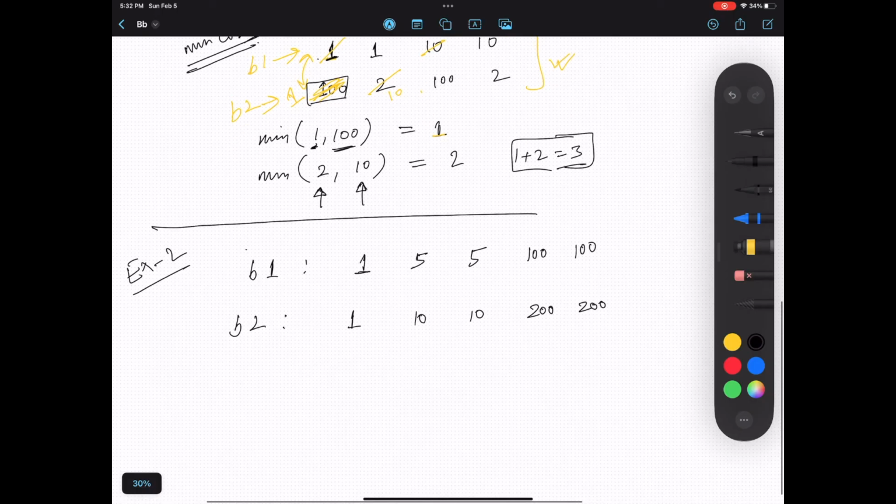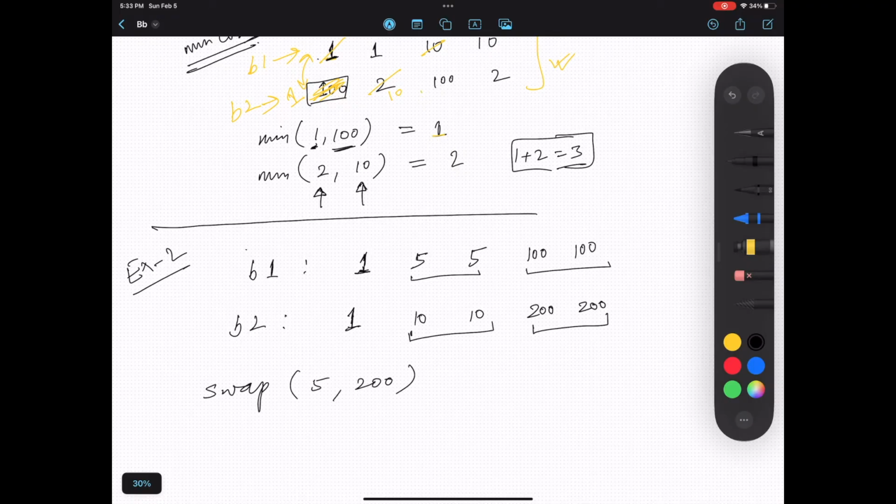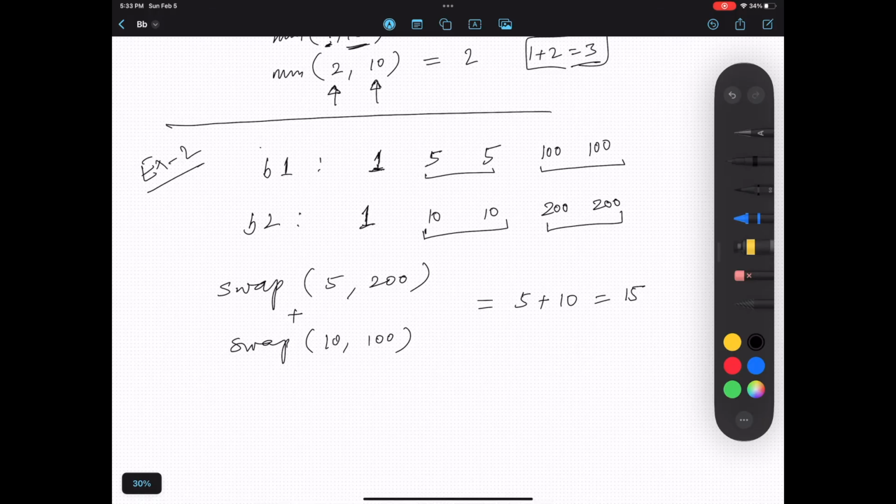So the first thing to notice is 1 and 1 is a match, so that is fine. All other mismatches are in even counts, right? So 5 is twice, 100 is twice, 10 is twice, and 200 is twice. So we can make the baskets B1 and B2 look the same. How can we do that? One approach could be to swap 5 and 200, plus the swap of 10 and 100. But what would be the cost in this case? 5 plus 10, which would be 15. Okay, but can we do better?